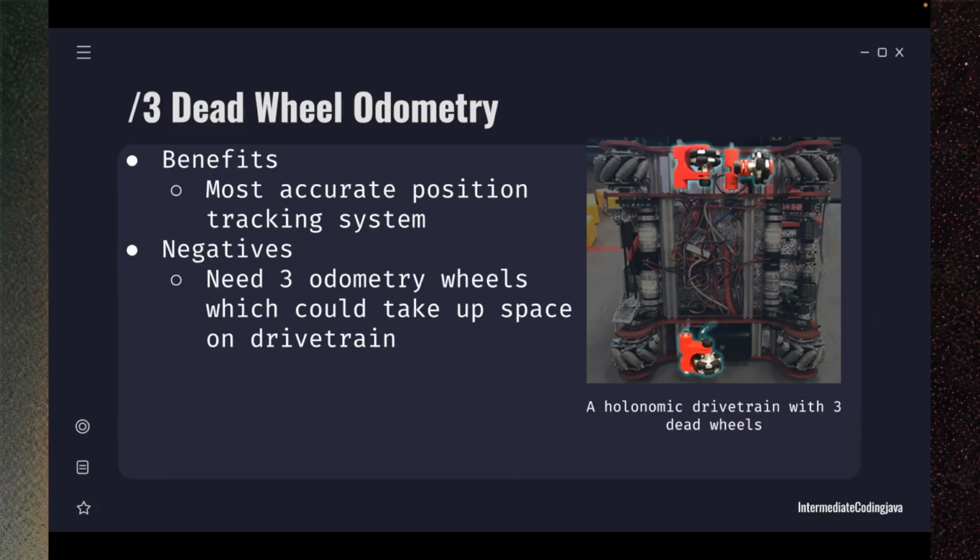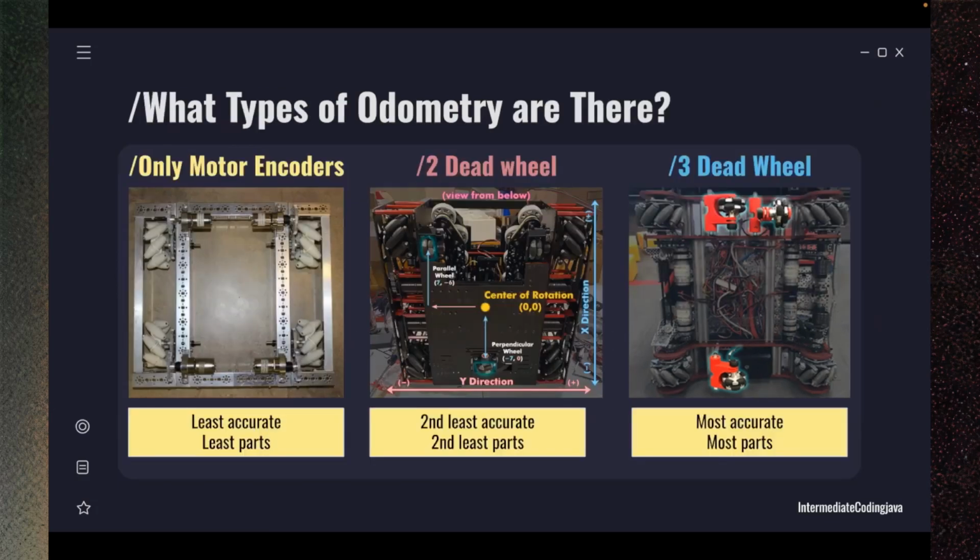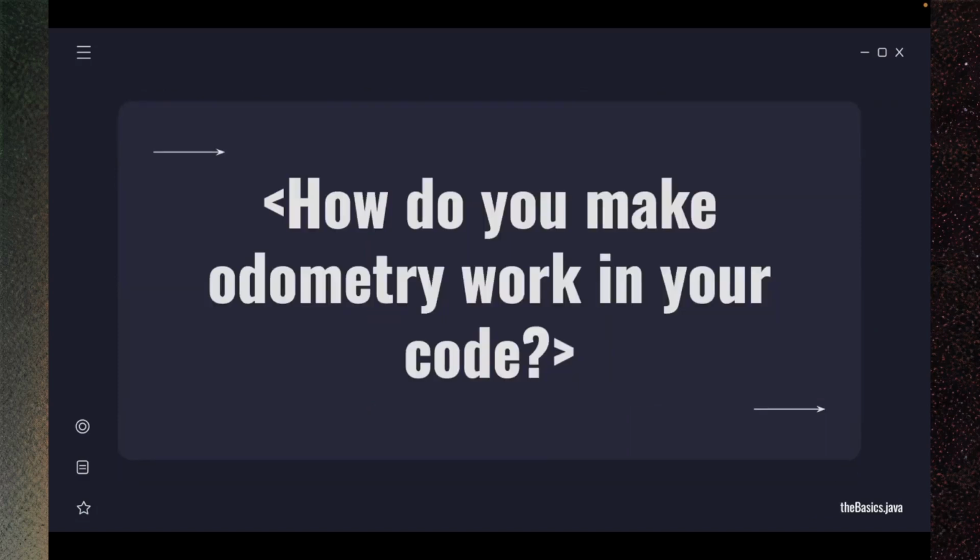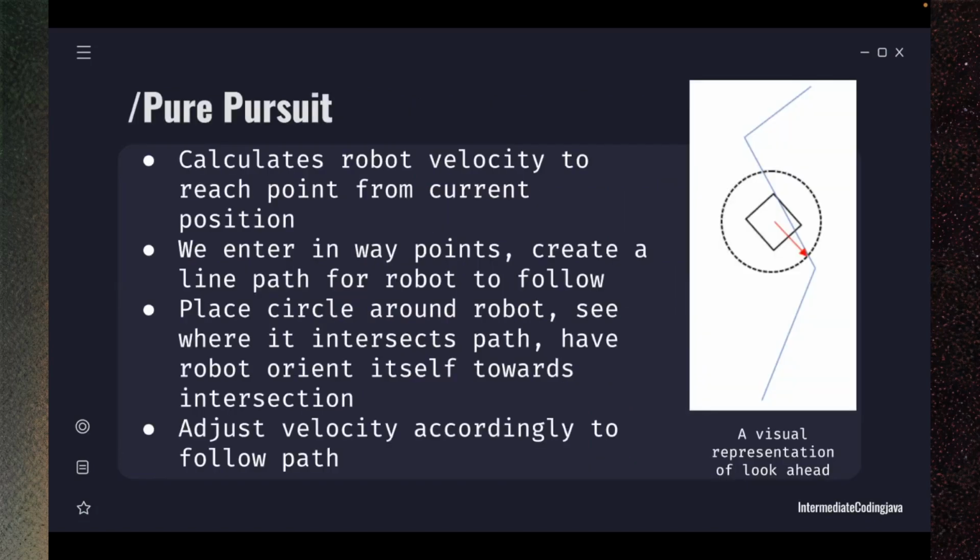So these are the different options. Obviously, the least parts is the least accurate, and the most accurate has the most parts. So how do we make odometry actually work in our programs? We have some different options. One of them is pure pursuit. This calculates the robot velocity to reach a point from its current position.